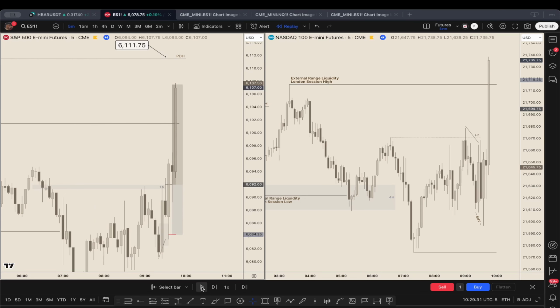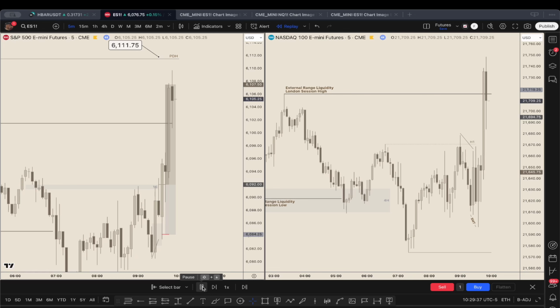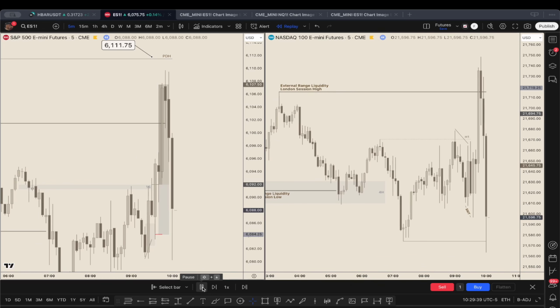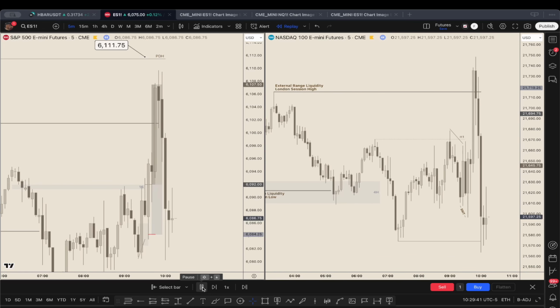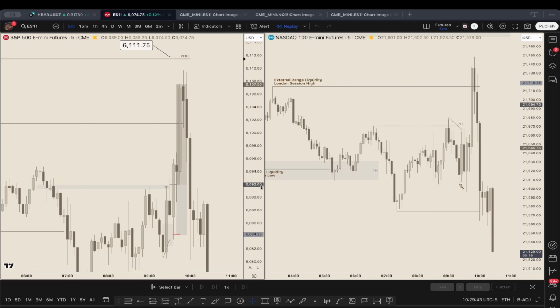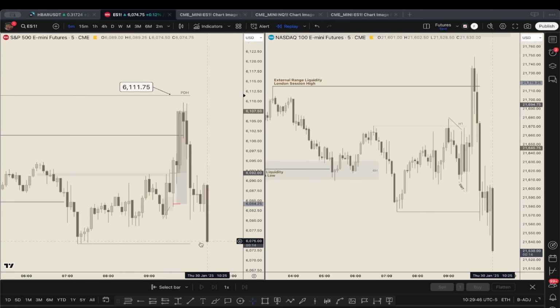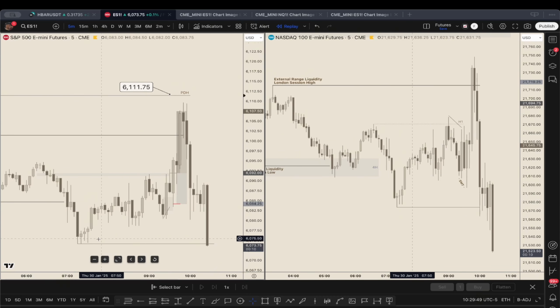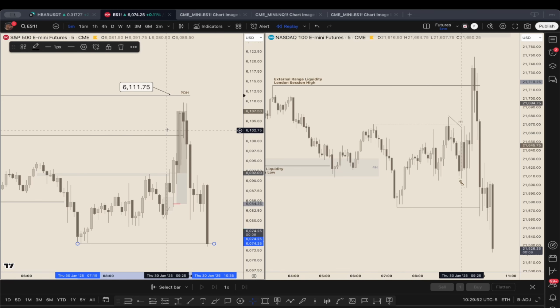But we actually ended up reversing really hard after taking out London session. And I'll just show you what that looks like. Okay, and this is where we are currently at the time of this video, heading back below those London session lows, but I was already out of my trade here with 2R. So that was my trade for today, and here is that recording.